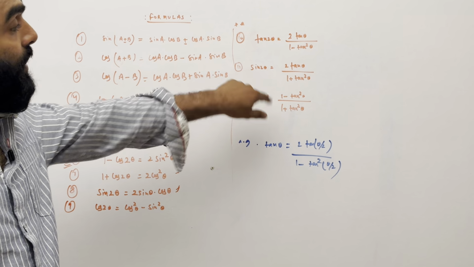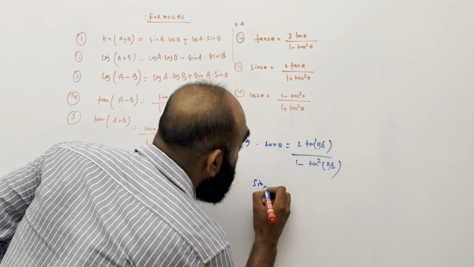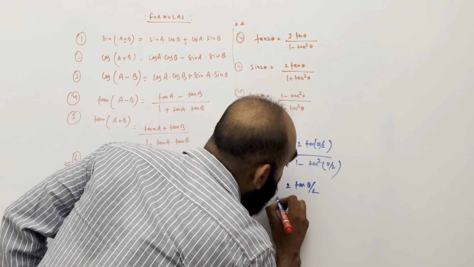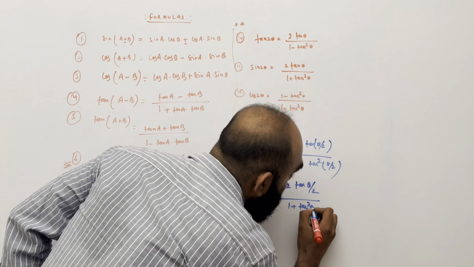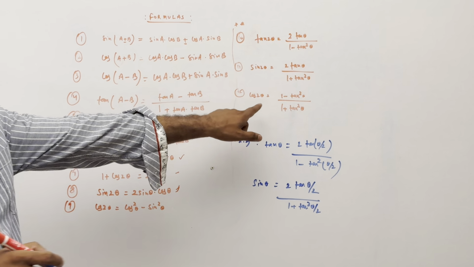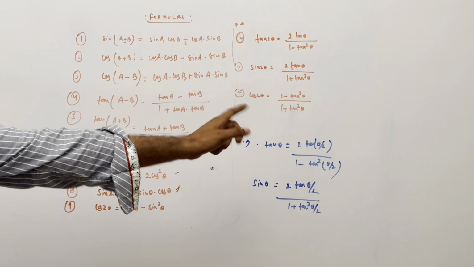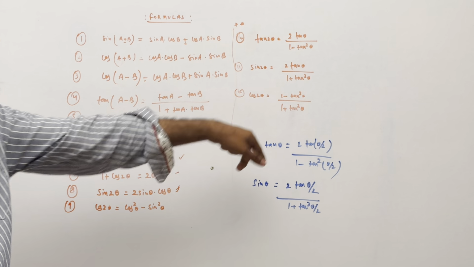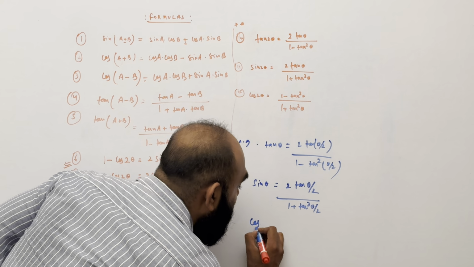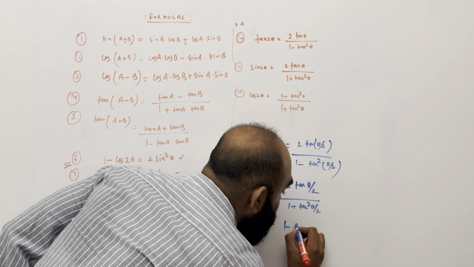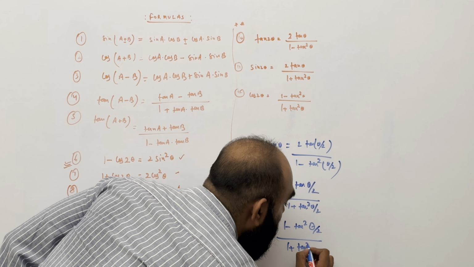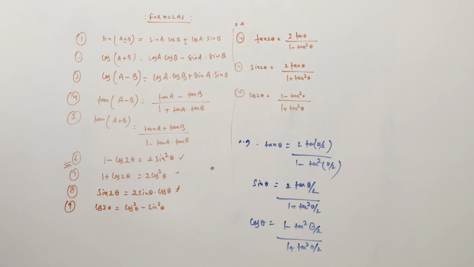But if I write, okay, tell me sine theta value. So sine theta is written as, sir, 2 tan theta by 2 divided by 1 plus tan square theta by 2. And same for cos 2 theta written in the form of tan, no? That is cos 2 theta is 1 minus tan square theta divided by 1 plus tan square theta. So if I write, what is cos theta? Sir, cos theta in the form of tan is 1 minus tan square theta by 2 divided by 1 plus tan square theta by 2. So note it down.